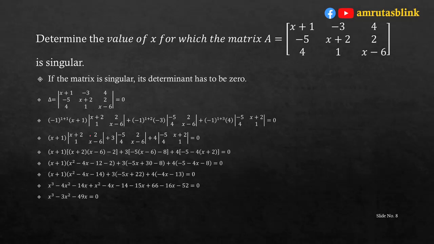Now we can take x common from the left hand side. So x into bracket x square minus 3x minus 49 is equal to 0.